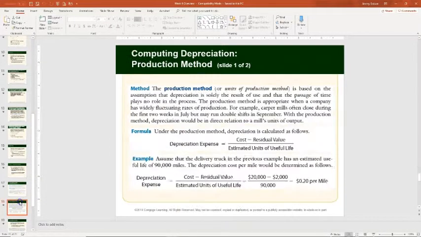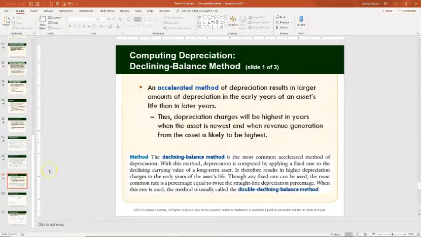Okay. The other method is called the production method, and it really tries to track, especially in a manufacturing environment, that you're only going to depreciate as much of the value as you used it this year. The assumption is that depreciation is solely the result of use and that the passage of time plays no role. So this is depreciation based on use, not based on time. The example they give is a car, but you could apply this to equipment as well.